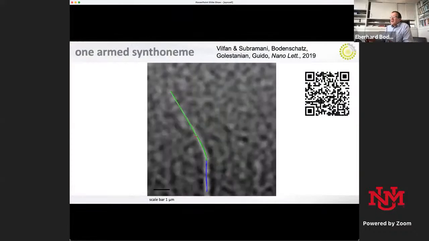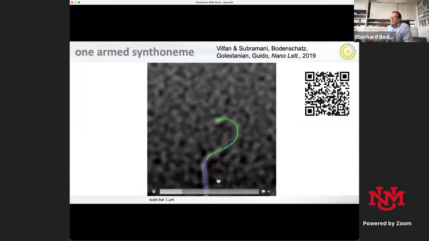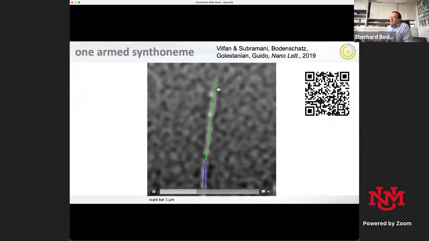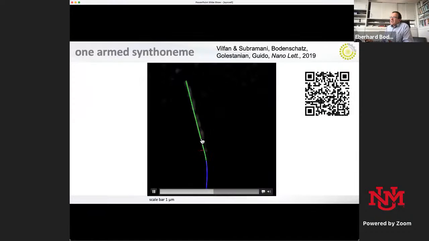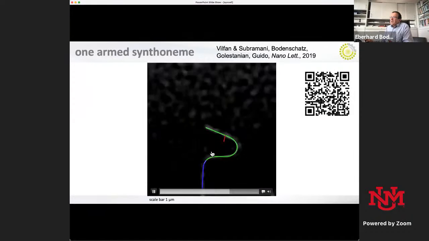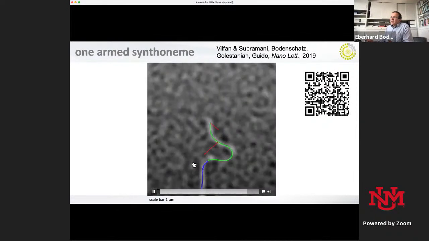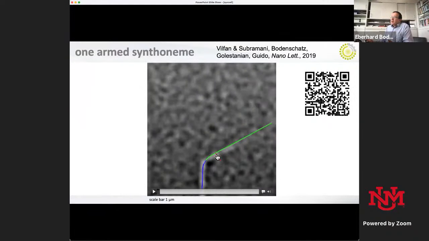So let's see how that looks. So here in the gray that you see in the background is the actual experimental observation, and the green and the blue is a fit to the structure. The red are the force arrows that one needs to actually reconstitute this motion that you see over here. So let me play it again.